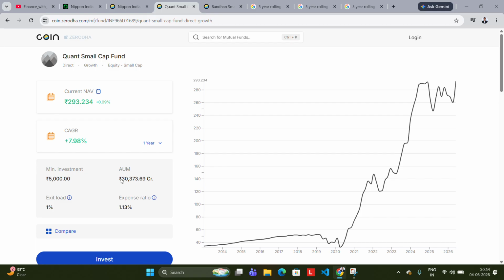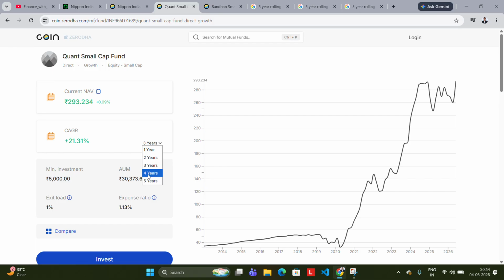Its AUM is 30,000 crore plus. Investment is the same as Nippon, 5,000. Exit load is 1%, but the expense ratio is almost double, 0.65 versus 1.13. Okay, but its 1 year return is way better. Its 2 year return is lower than Nippon India.